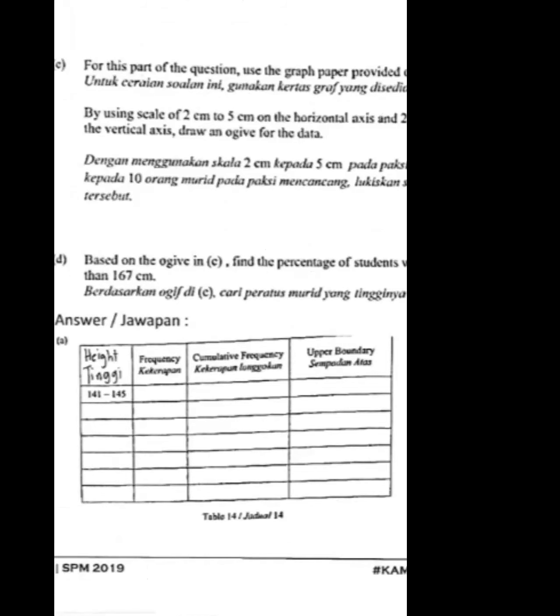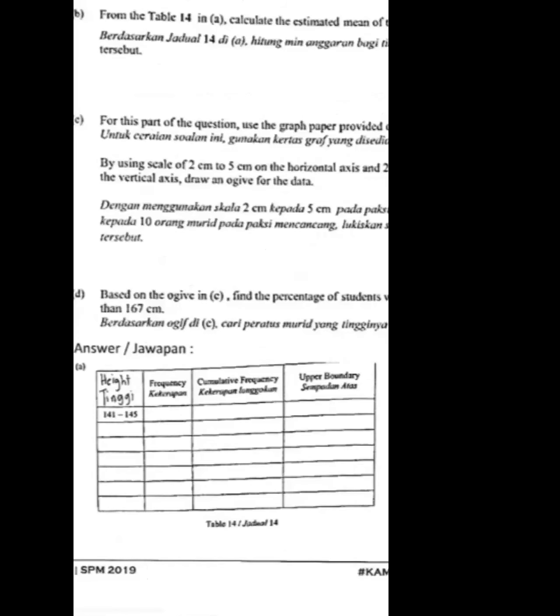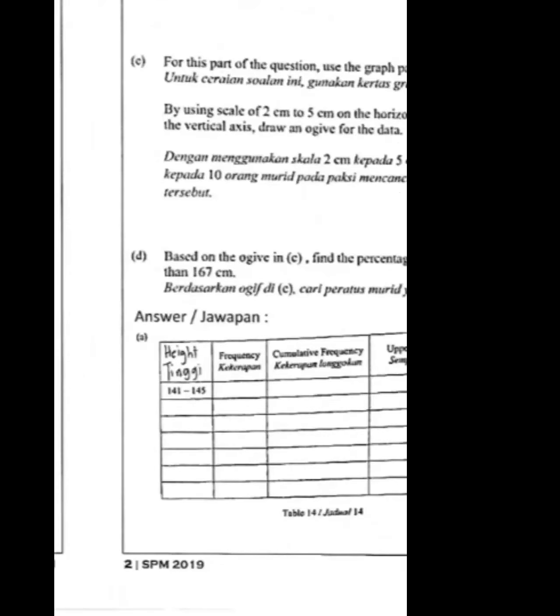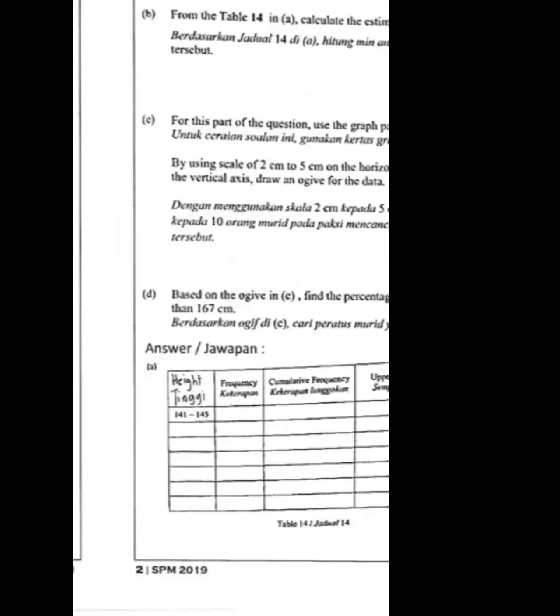It stands for class intervals. So for these class intervals, it means the range of 141 to 145. They already give you the first column, 141 to 145. The range is 4, because 145 minus 141 equals 4. As for the next column, the range should be the same as well, from 146 to 150.